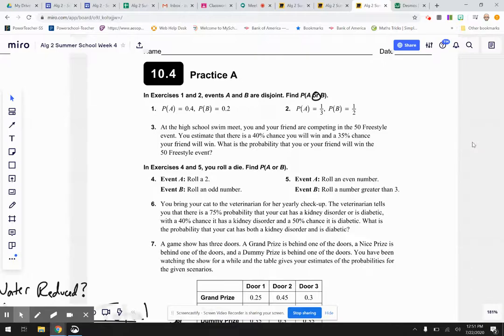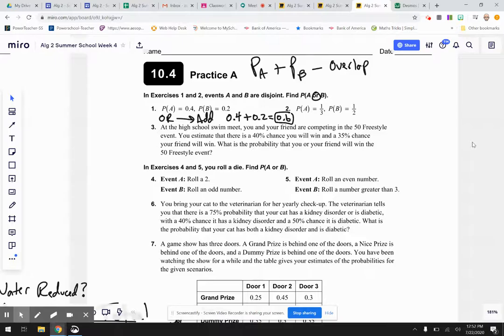So first probability is 0.4. Second probability is 0.2. So when you're doing an or probability, you are going to add. So 0.4 plus 0.2, you're going to get 0.6. Now, normally when they're disjointed, you're going to do probability of A plus the probability of B. But then you're going to subtract any overlap, which is like probability of A and B.